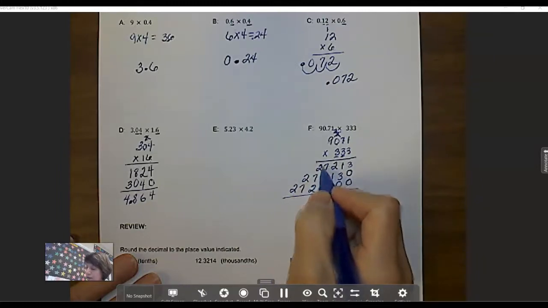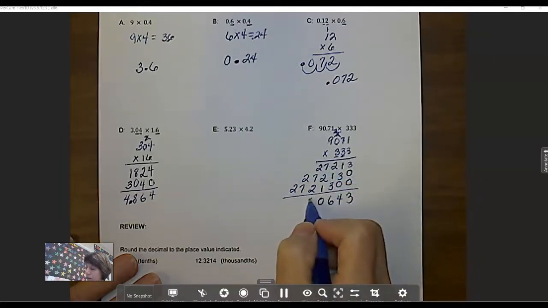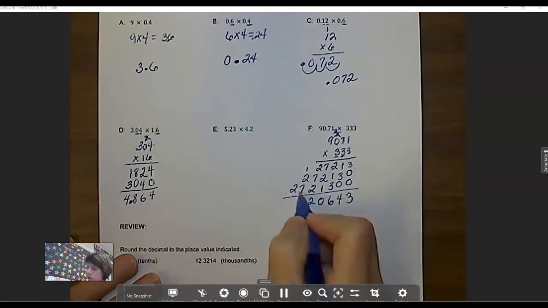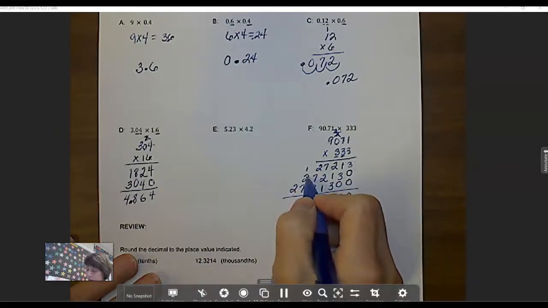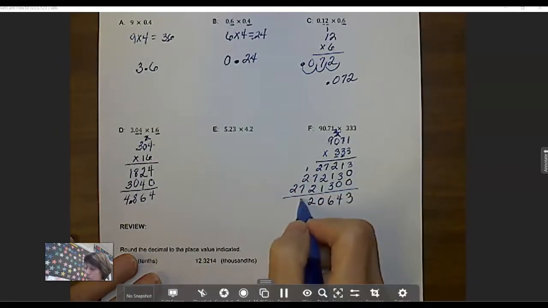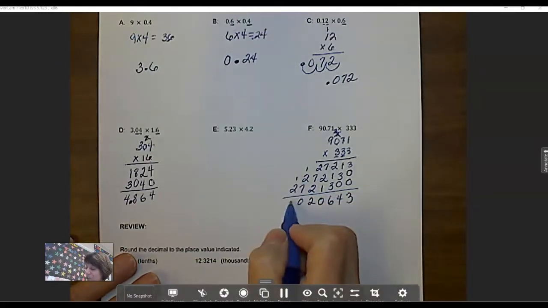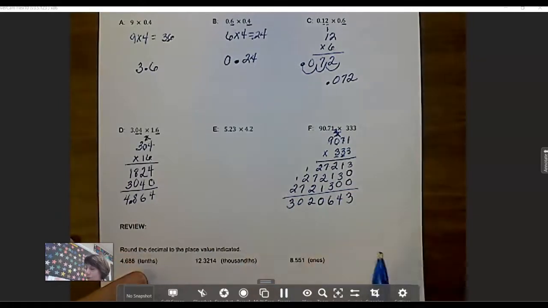So 7, 8, 9, 10, 11, and the one I carried, 12. Carry my 1, 2, and 7 and 2 is 9, plus 1 more is 10. Put my 0 down, carry my 1, and finally 2 plus 1 is 3. Whew, that was a lot of work.